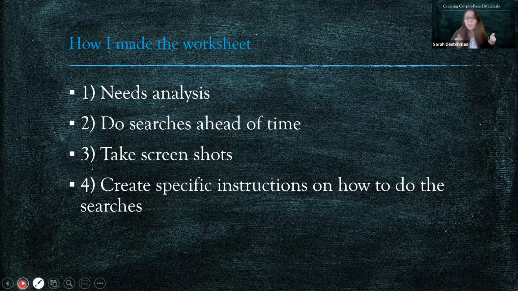I find taking screenshots is really good, especially if students aren't tech savvy again. Showing them what to do exactly step by step. And also, taking screenshots for yourself as a result, so you know what to expect and you can guide the students to finding the answer. And once again, specific instructions for the searches and what they need to do. It's very important that they're specific and easy to understand. If not, once again, students will panic.